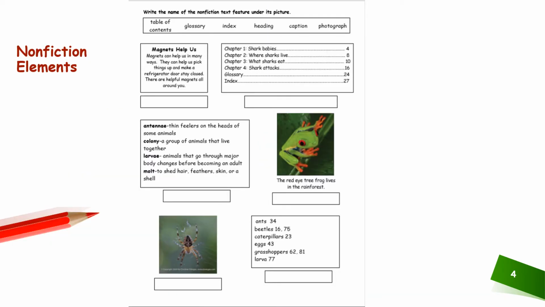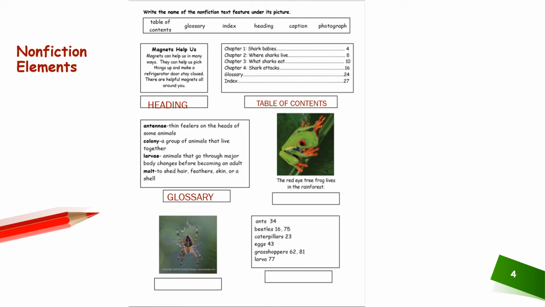Let's review quickly the nonfiction elements. I want you to try to choose which it is. We're going to do this quickly because you've already done it several times. You're getting to be masters at it. Where it says magnets help us, what's that? Heading, the chapter titles and pages, table of contents, words and their definitions. Would we call that in a nonfiction book?